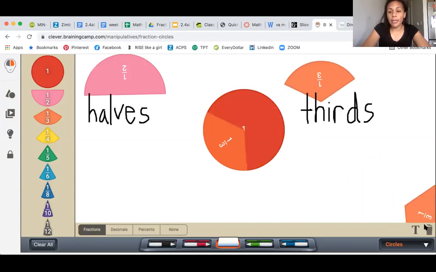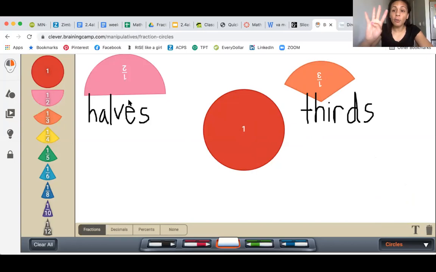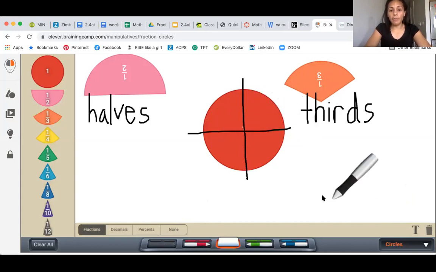All right, excellent. Now, let's say that I want to now partition my whole into 4 equal parts. Let's see how I could do that. Maybe I'll cut it down the middle this way and then cut it down the middle the other way. Did I make 4 equal parts? Yes. Are those 4 parts equal? Yes. So let's take a look and bring my fraction right there. Oh, awesome.